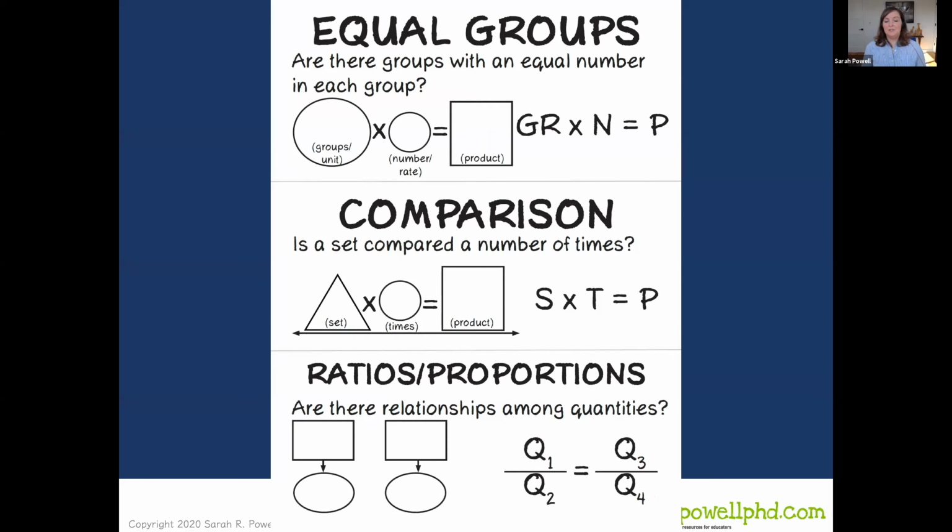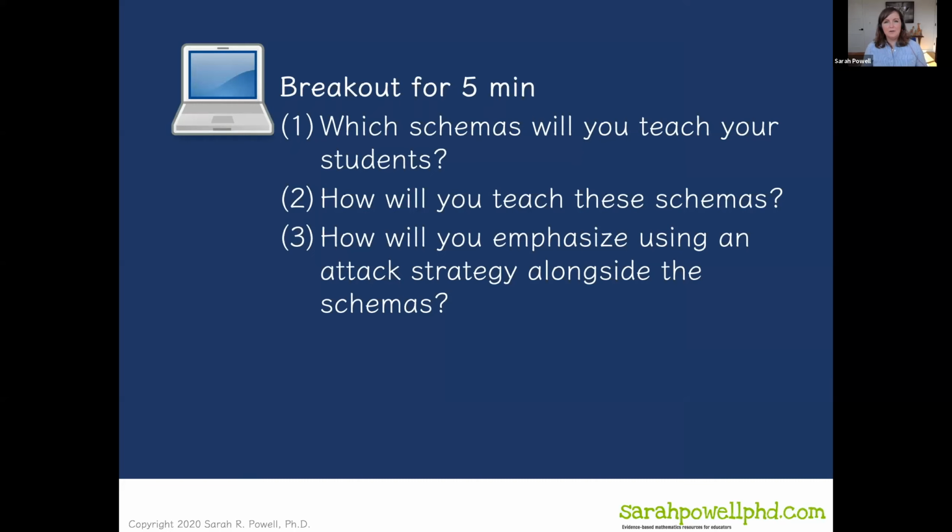And then on the next page in your handouts packet, we have the equal groups, the comparison, and the ratios or proportions schemas. So these are some of the graphic organizers that we'll use and some of the equations that we'll use with students to help them set up and solve these problems. So I've included those there. If you want to print them out, they're yours to use. If you want a separate PDF of them, just email me and I'm happy to share that with you as well.